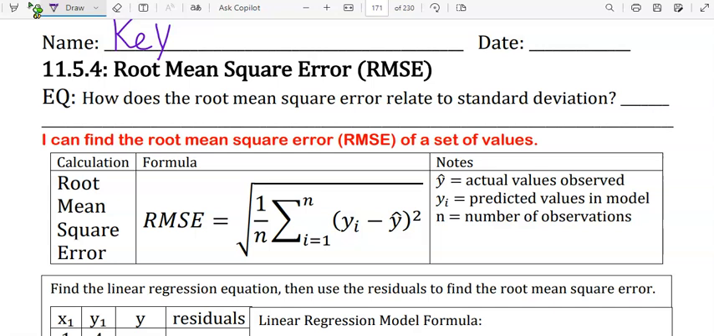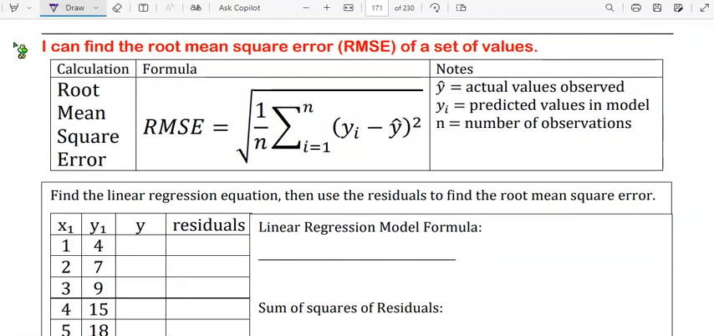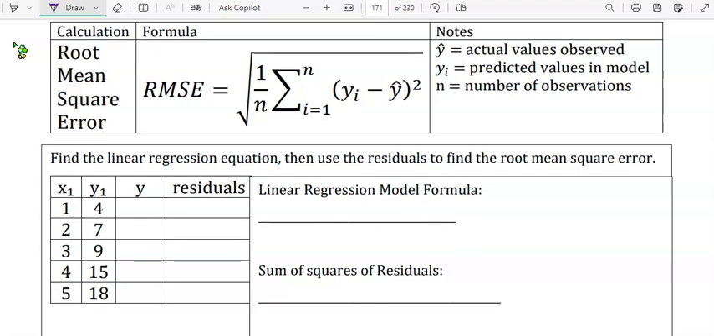11.5.4 Root Mean Square Error, RMSE. Essential question: how does the root mean square error relate to standard deviation? Skill: I can find the root mean square error, RMSE, of a set of values. Our calculation for this example is root mean square error.